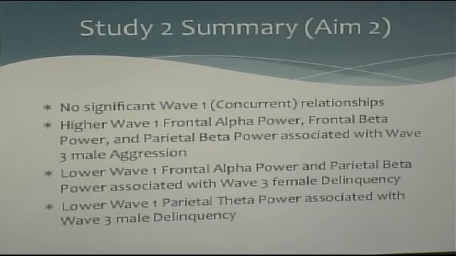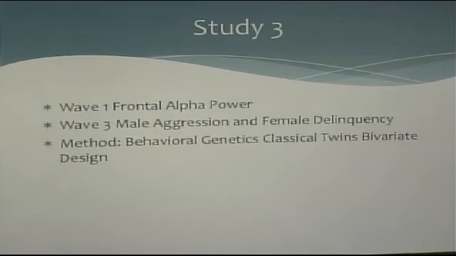So just to summarize what we just saw, there were no significant relationships in wave 1. In wave 3, higher power in frontal alpha, frontal beta, and parietal beta were predictive of aggression in males, and lower frontal alpha and parietal beta, as well as in females, and parietal theta in males was predictive of delinquency. I will elaborate a bit more upon what we think this might mean a little bit later, and move on to aim 3 just for the moment.